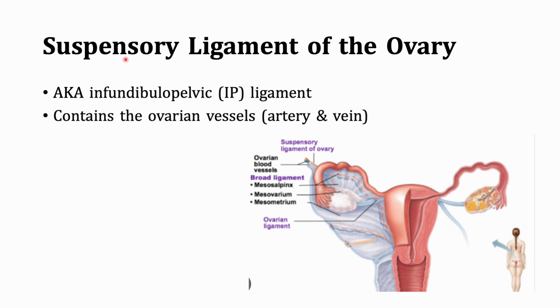And then we've already touched on this, but again, the suspensory ligament of the ovary over here. It's not actually suspending the ovary in air, but just to remember it that way. It's also called the infundibulopelvic ligament. The really important part of this is that it contains the ovarian vessels, and when we talk about vessels, we mean the artery and the vein. You can see the ovarian blood vessels over here, encased in the suspensory ligament of the ovary. And then once again, this is the ligament of the ovary over here.